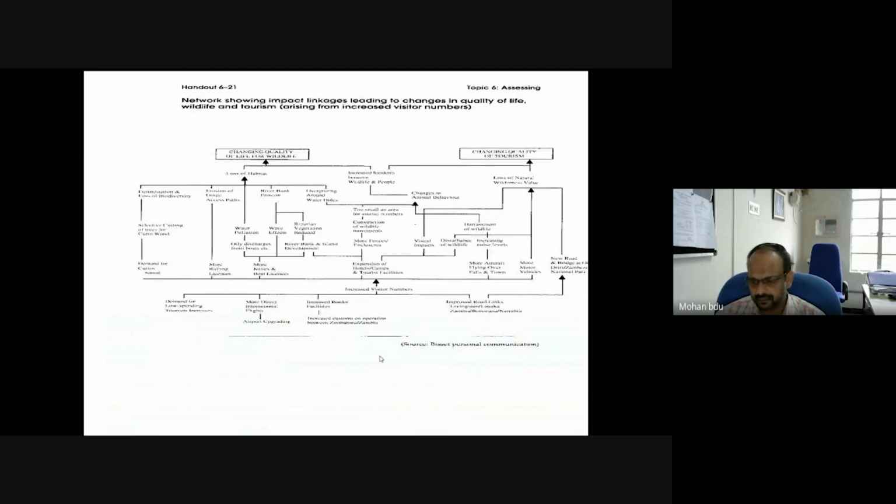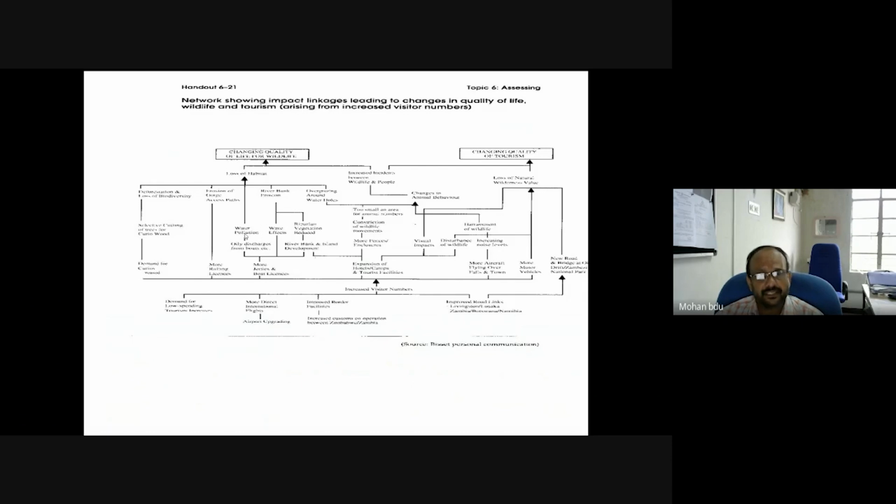This is another type of analytical or prediction method, which is called the network model, the networking. It is much more informative than the matrix, where in a matrix, say for example if there is water pollution, we just have an idea whether it is significantly affected, moderately affected, or insignificant, the effect on water quality.